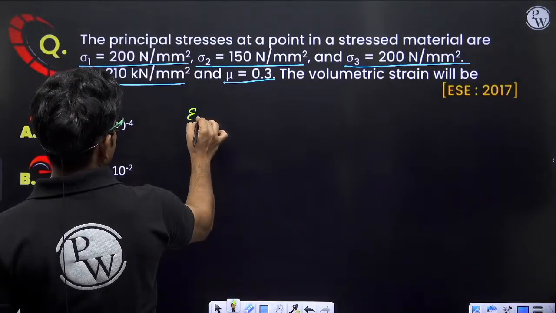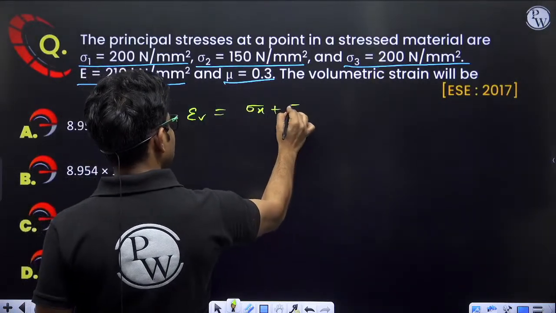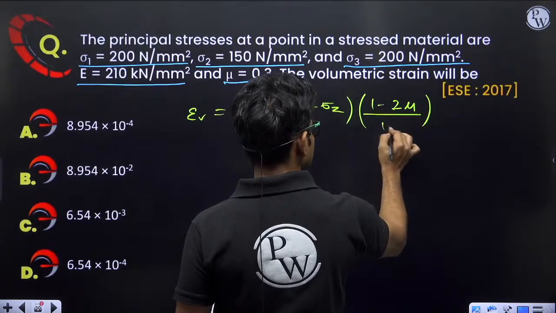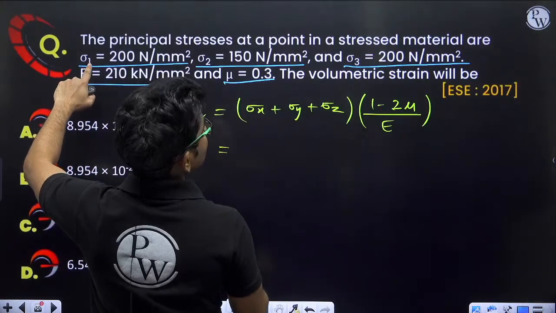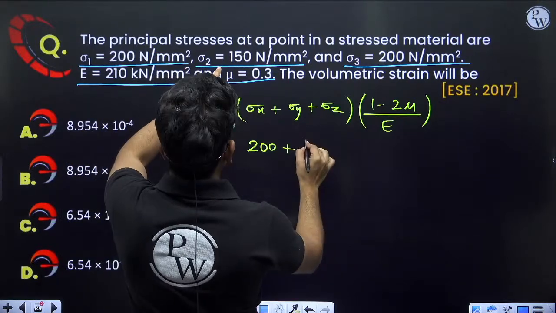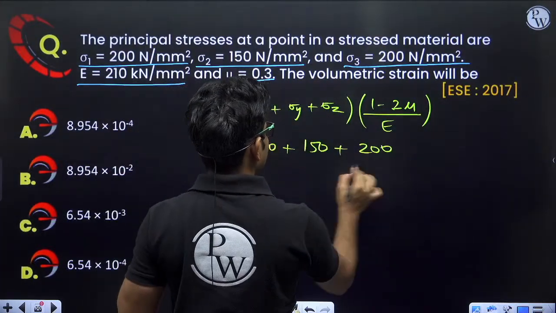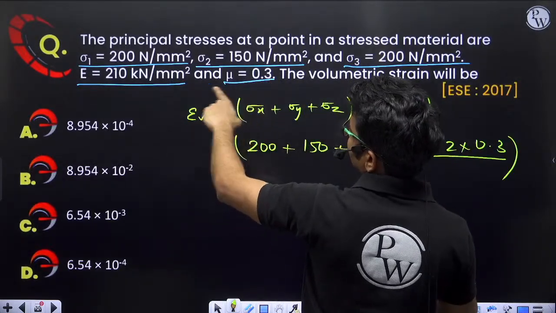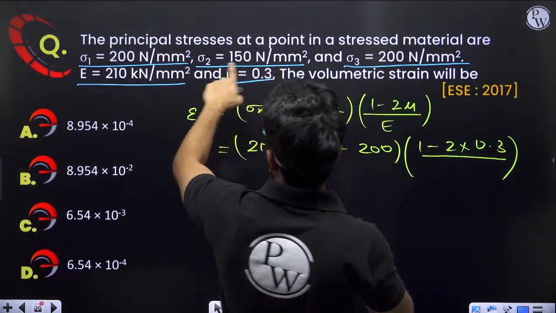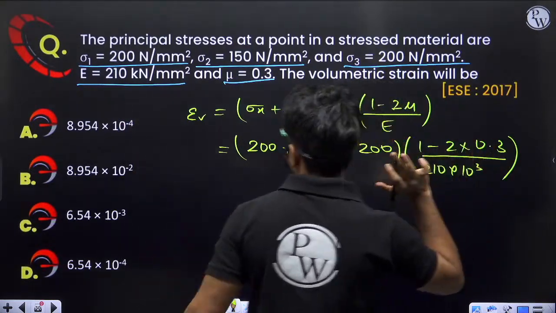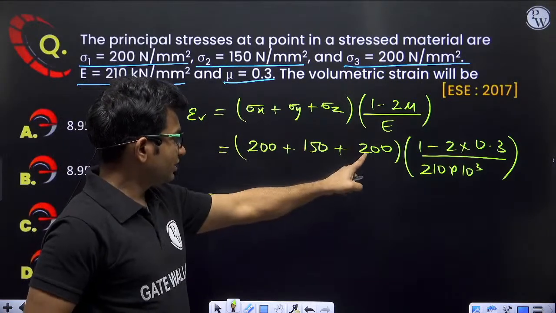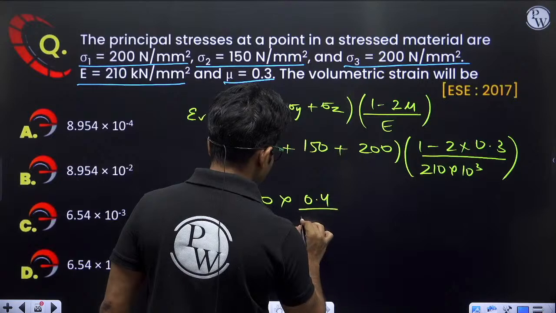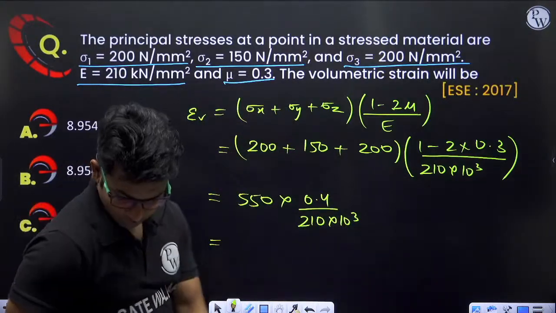So we have to calculate volumetric strain. Volumetric strain will be sigma x plus sigma y plus sigma z, times 1 minus 2 mu, upon E. What is the value of sigma x? Sigma x is sigma 1, 200, plus sigma y, sigma 2, 150, plus sigma 3, 200, times 1 minus 2 into what is the value of mu? 0.3, divided by Young's modulus. What is the value of Young's modulus? 210 kilonewton per mm square, and these are given in Newton per mm square. So 210 into 10 to the power 3 Newton per mm square. Let us calculate. 200 plus 200, 400, plus 150, 550. 550 into 1 minus 2 into 0.3, 1 minus 0.6, it will be 0.4, divided by 210 into 10 to the power 3. So what will we be getting?